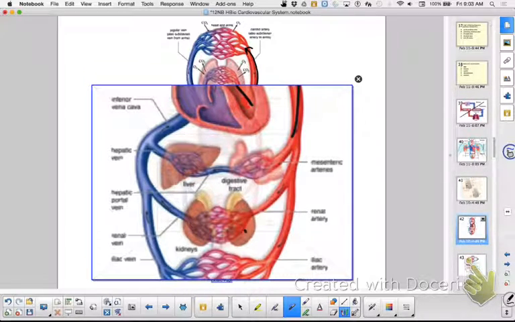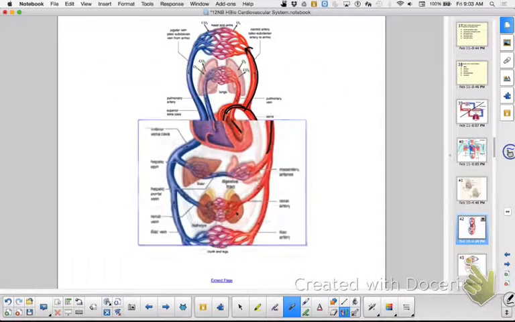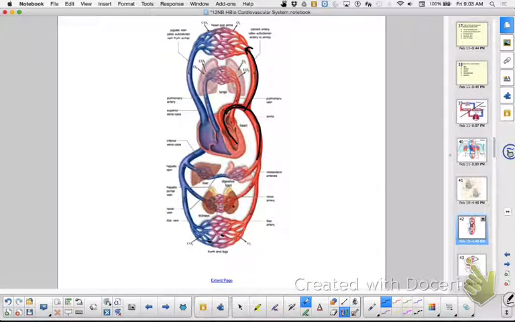Okay, and if you take a look here, they do this drawing like it is here to make a point about the hepatic portal vein, but there is an artery called the hepatic artery that just feeds the liver. Okay, that just feeds the liver. They just don't usually put it in pictures because they're trying to make another point about the hepatic portal vein. But I want you to know there is an artery that goes and feeds the liver and gives it oxygen.